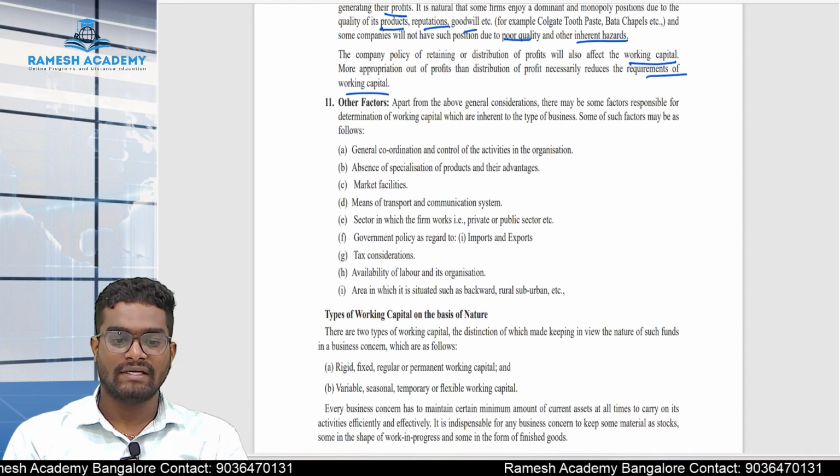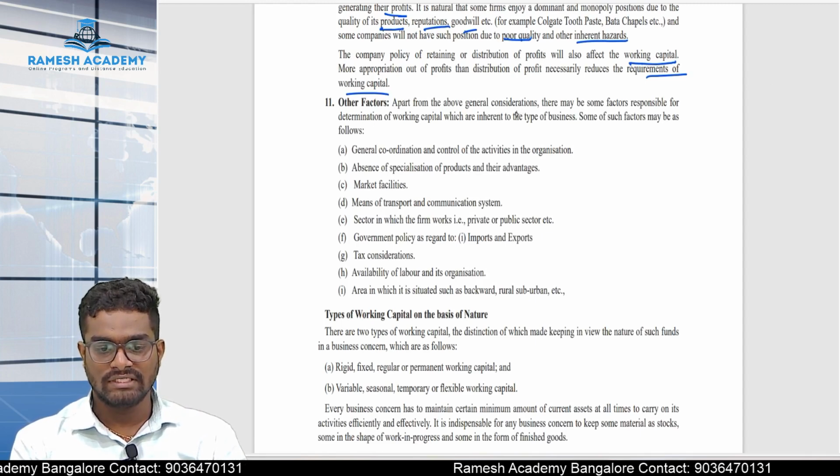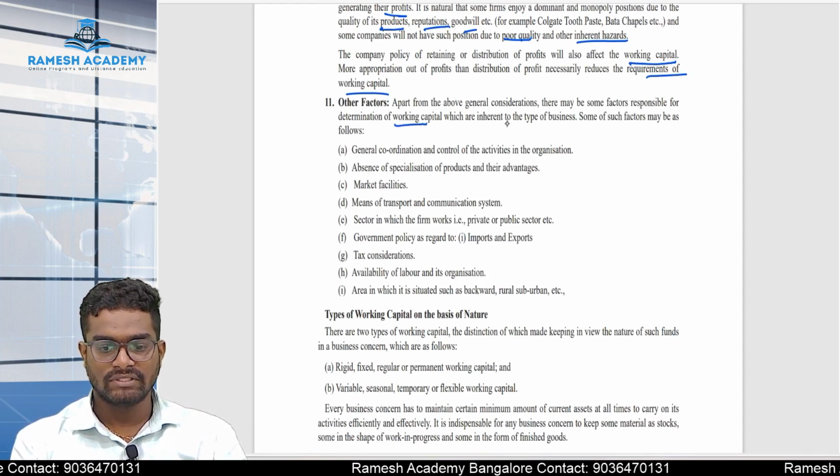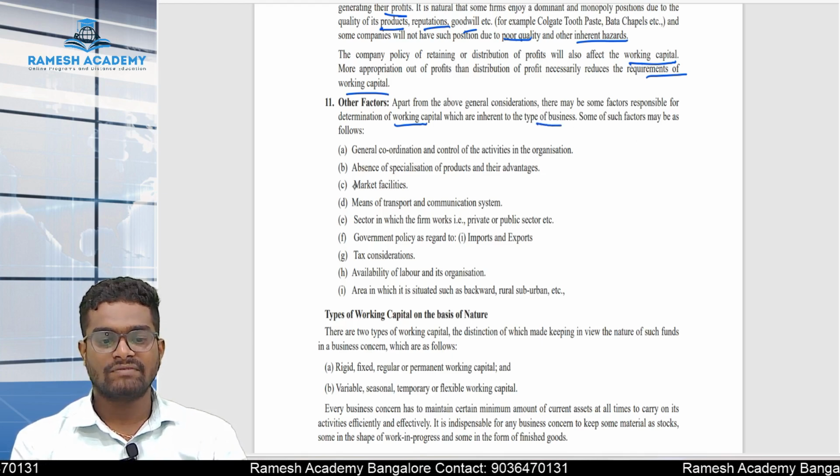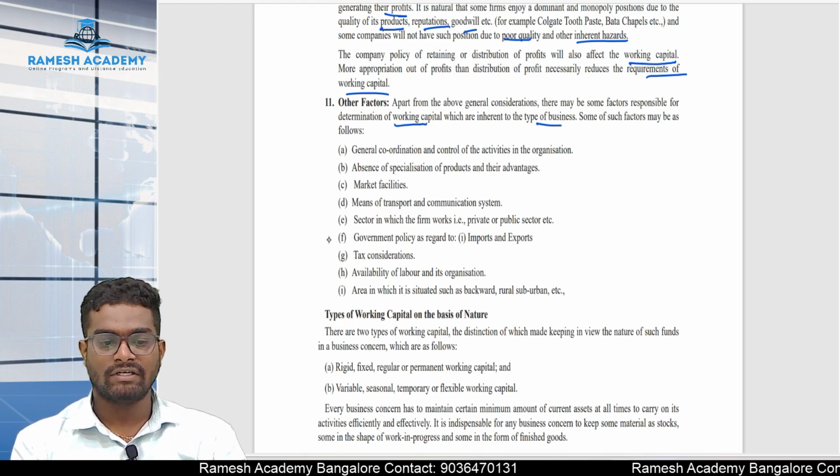Next, the other factors. Apart from the above considerations, there may be some factors responsible for working capital which are inherent to the type of business. Some of the factors may be as follows. So there are certain other factors also. What is that?